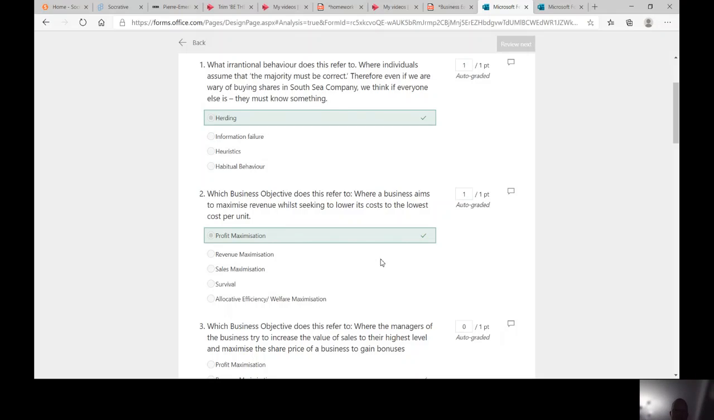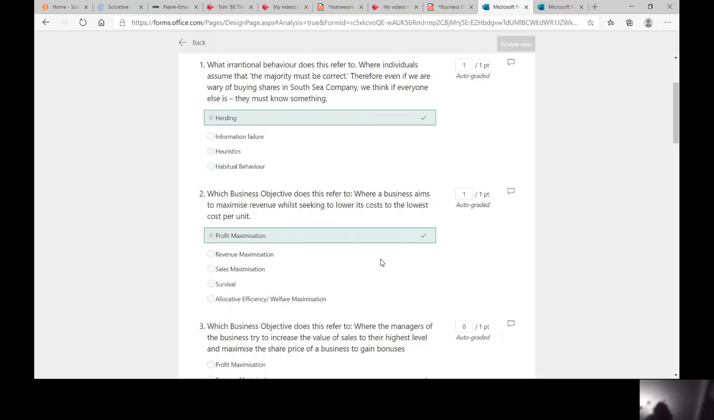So the first question, which the vast majority of us got right: what irrational behaviour does this refer to? Individuals assuming the majority must be correct. Therefore, even if you're wary of buying shares, everyone else thinks it is, so they must know something. This is herding, so following the herd.